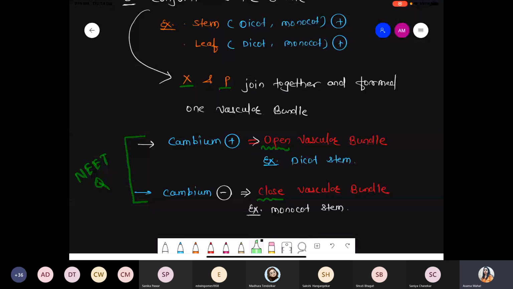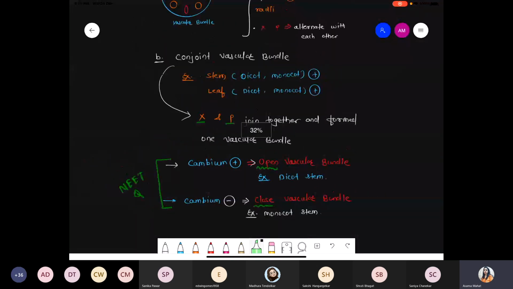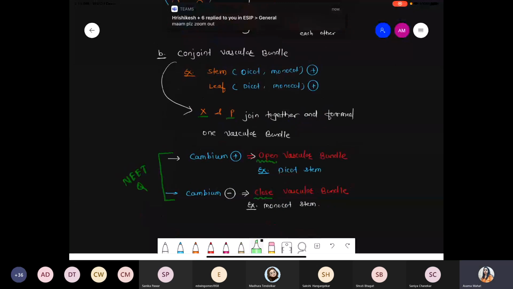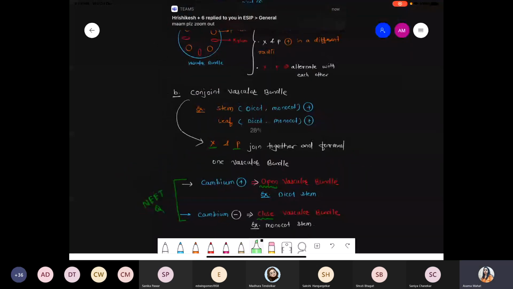Got it? So I'm repeating this point again. Conjoint. Joint means what? They join together. Conjoint means xylem and the phloem are joined with each other and they represent one vascular bundle. Now what happens when you compare this point with root? In case of the root, xylem is present in a different radius. Xylem, phloem, they are not attached. They maintain their identity separately.